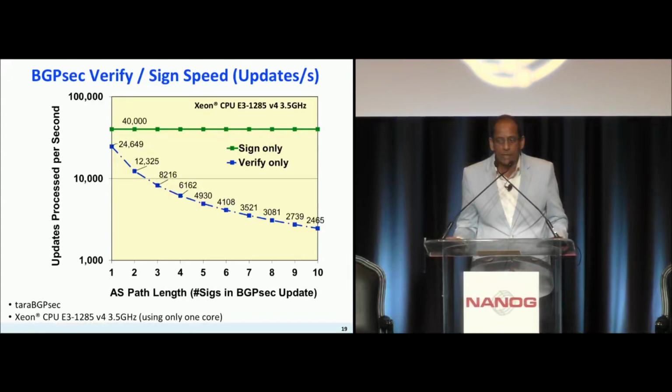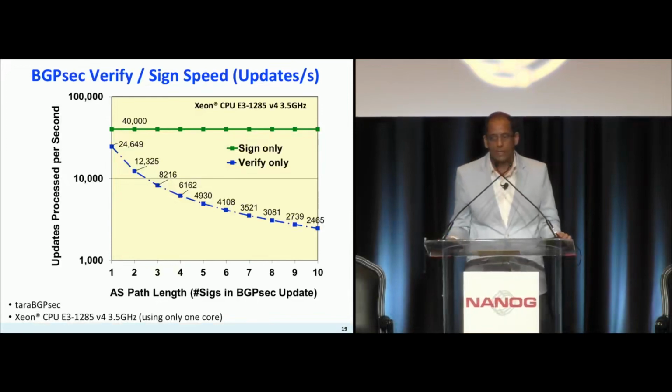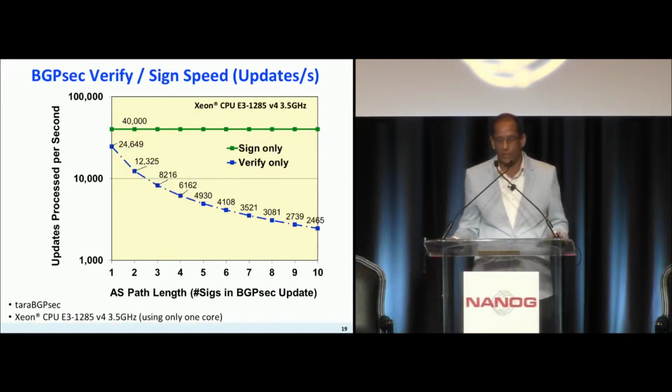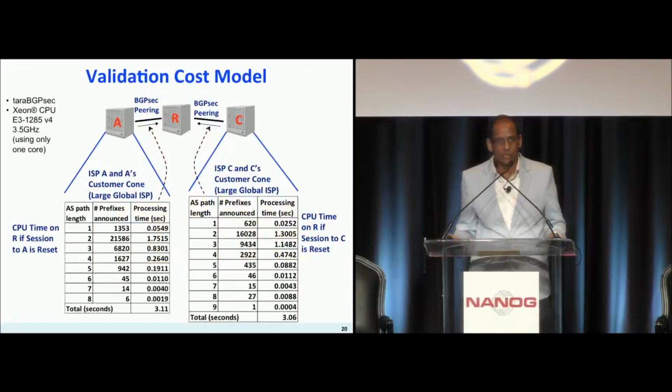So the number of updates that you can verify is 24,000, like Mehmet already mentioned, for a single signature, say a BGP-sec update with one signature or one AS hop. And when we have 10 AS hops, it reduces to 2,400, but still not bad, because it would be rare that there would be 10 hop ASs in an AS path. So we'll take these numbers and fold them into convergence models.